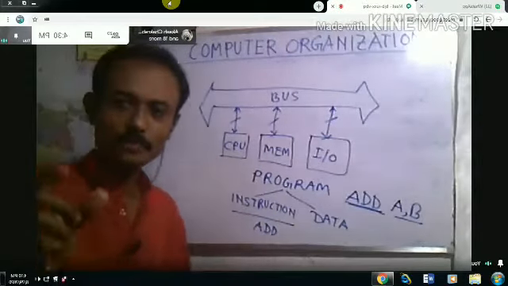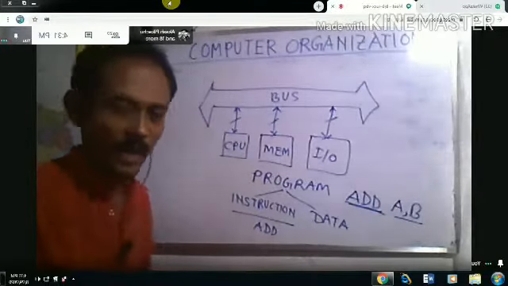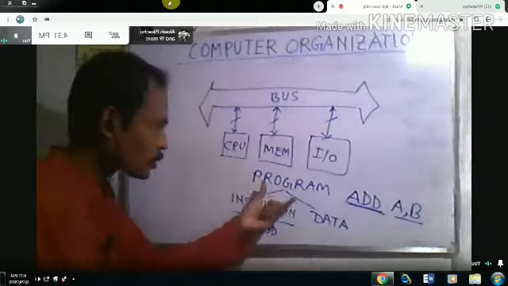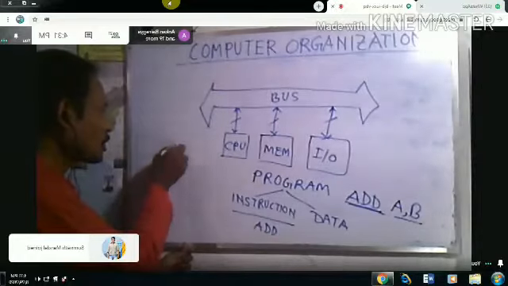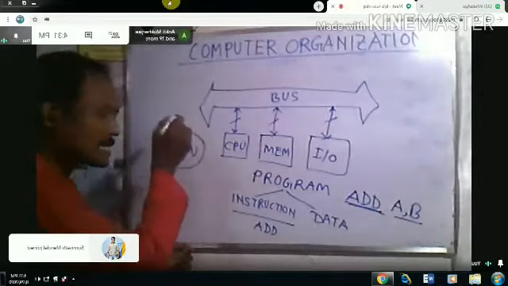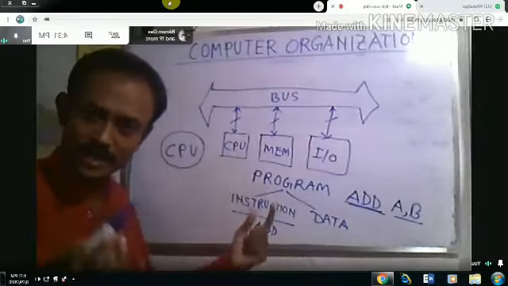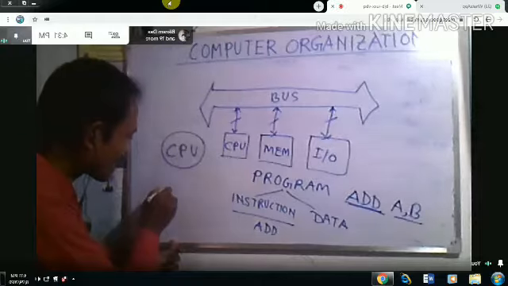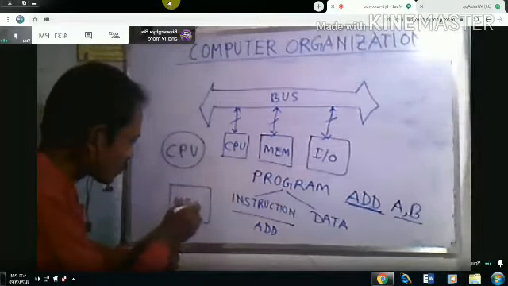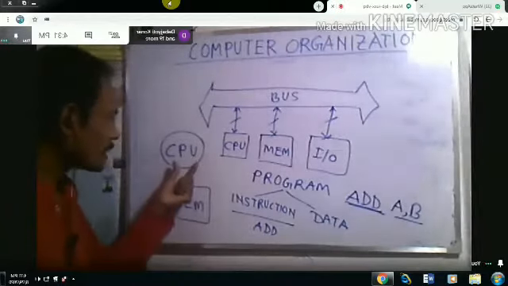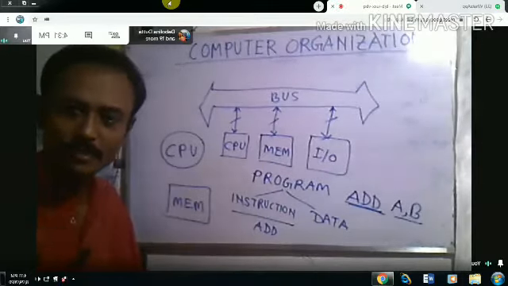So executing a program means there will be some instructions and some data. Now this program or instruction will be executed by which? It will be executed by the CPU. The CPU is the master of your computer system, so everything will be executed by the CPU. And now there is another very important component that is called the memory.